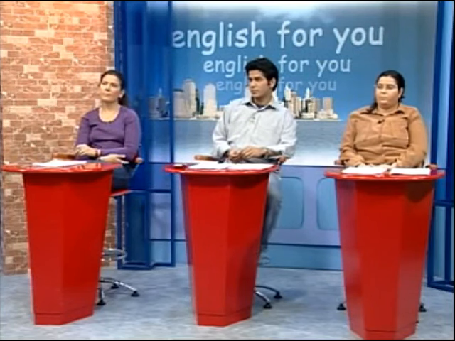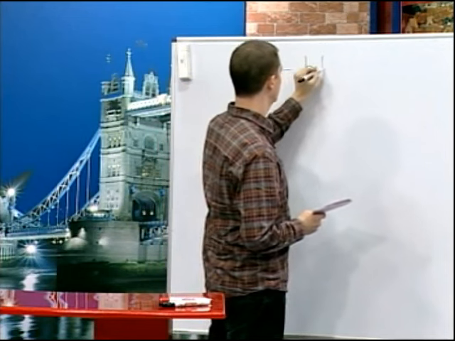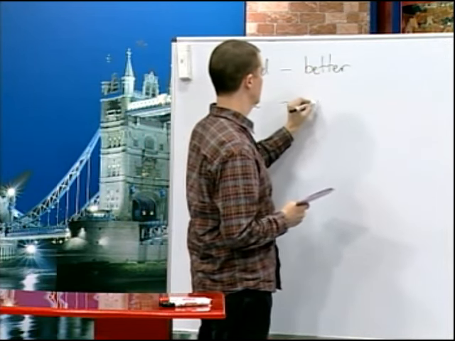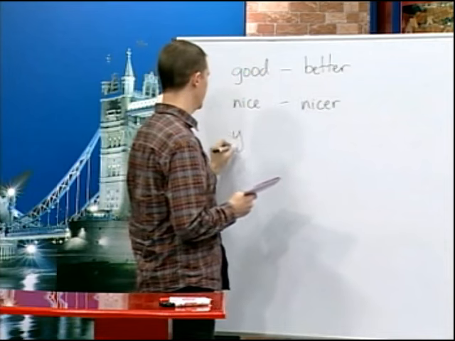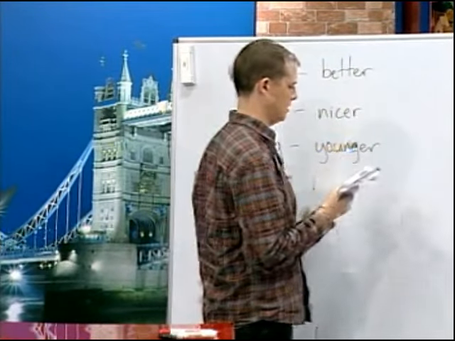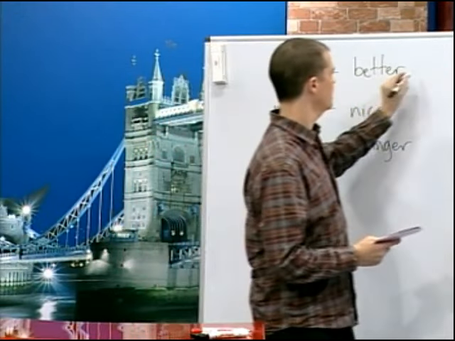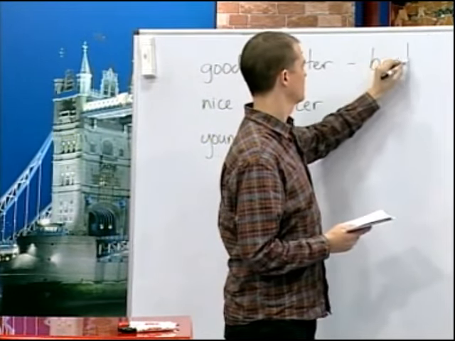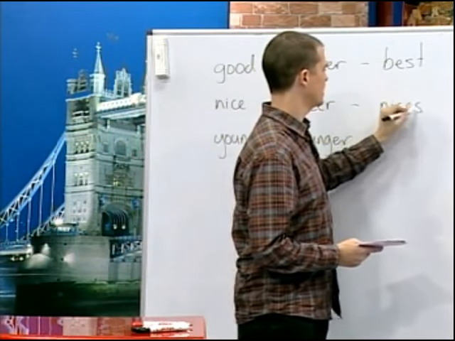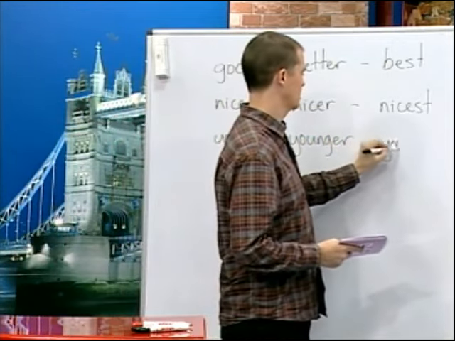Adjectives can be made comparative. Good becomes better. Nice becomes nicer. And young becomes younger. Adjectives can also be made superlative. Good, better, best. Nice, nicer, nicest. And young, younger, youngest.